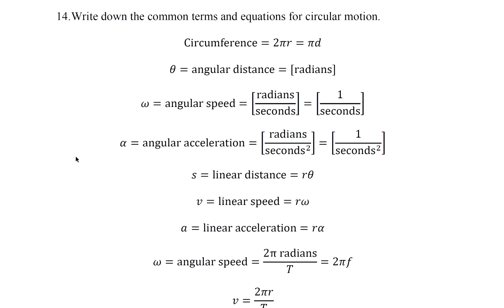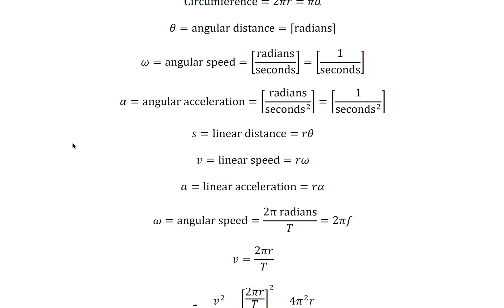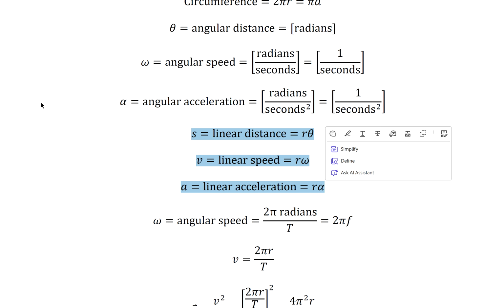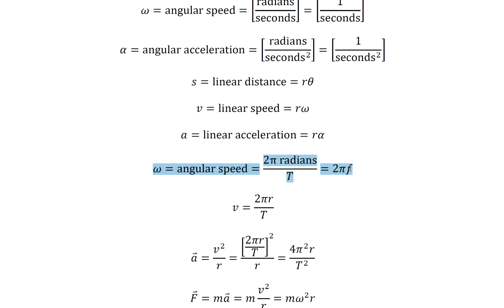So question 14, write down the common terms and equations for circular motion. So here we go. Circumference is 2 pi r or pi diameter. Angular distance is theta, radians. Angular speed is omega, 1 over seconds. Angular acceleration is 1 over seconds squared. People say radians is not a real unit. S is linear distance, V is linear speed, A is linear acceleration. So the left-hand side is a linear relationship, the right-hand side is the angular or circular relationship. Omega is angular speed, which is 2 pi radians divided by the period T.